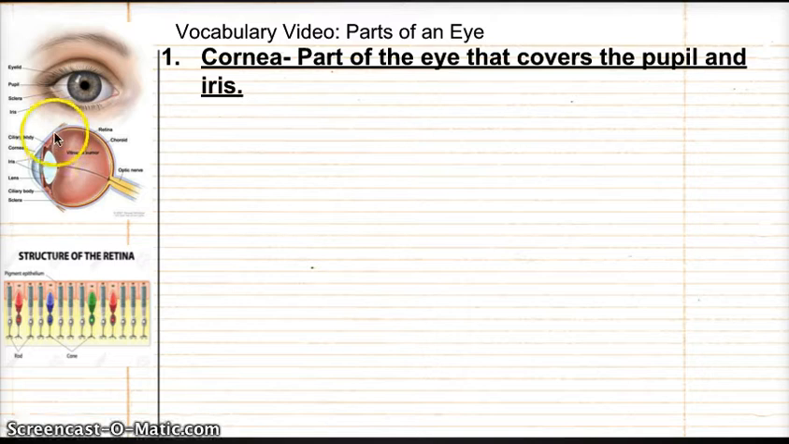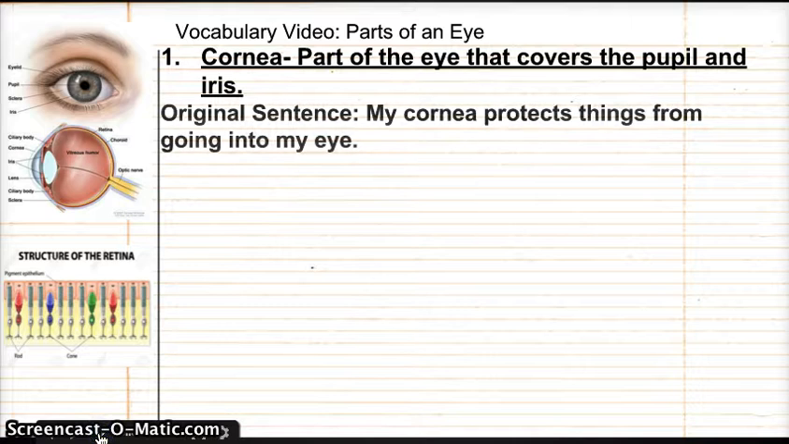and that's it. And then draw this eye, and then the cornea, which is this point, is this layer here on the outside. For our original sentence, you can write, my cornea protects things from going into my eye, because if you didn't have a cornea, things could fly into your eye and hit the lens, and it would not be good for your eye, it would get blurrier.